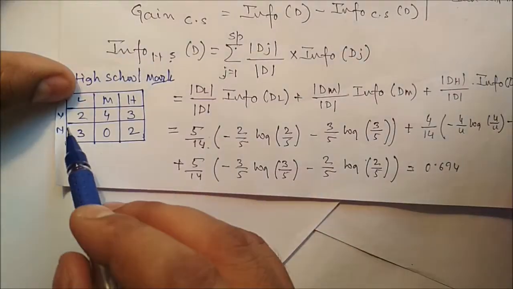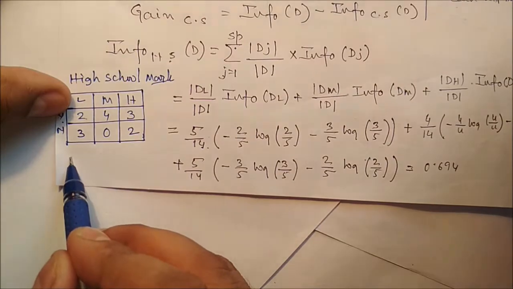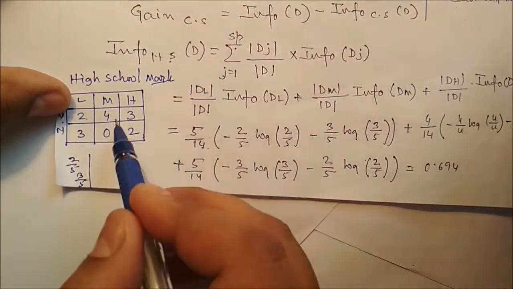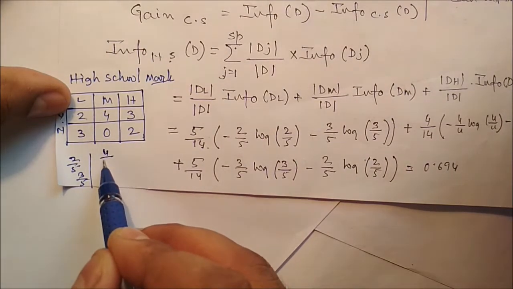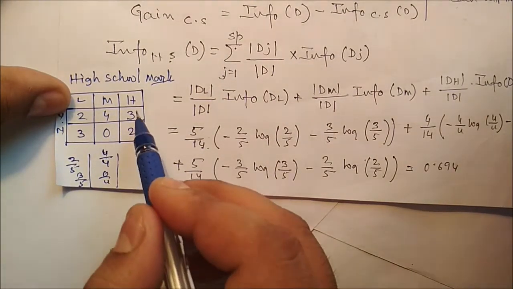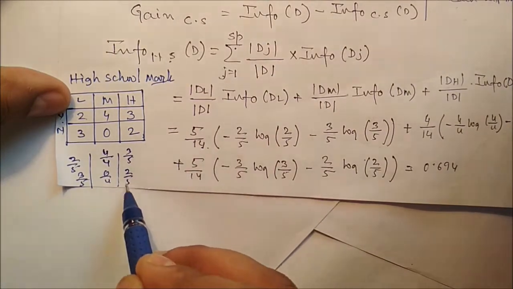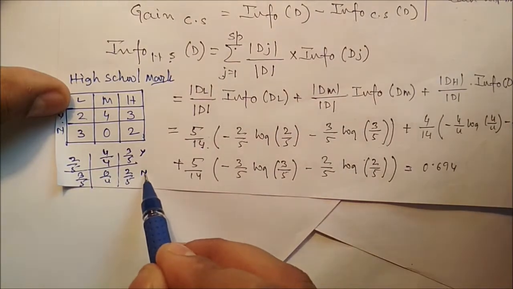So for DL, if it is low, what will be the probability? 2 by 5 yes and 3 by 5 no. If it is medium, it will be 4 by 4 yes and 0 by 4 no. Similarly, if it is high, then 3 by 5 yes and 2 by 5 no. So these are the probabilities of yes, and these are the probabilities of no.